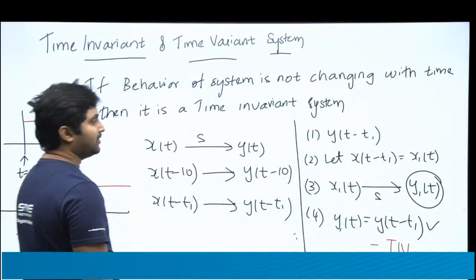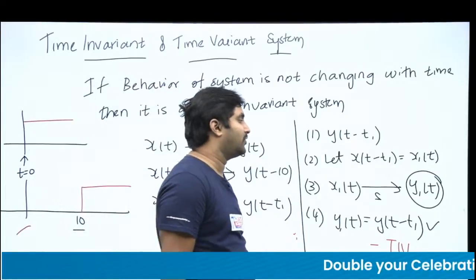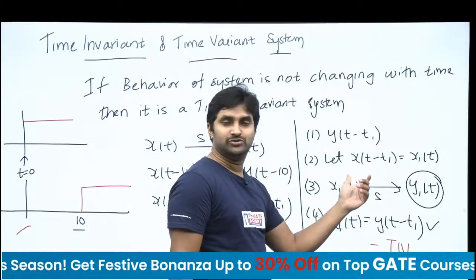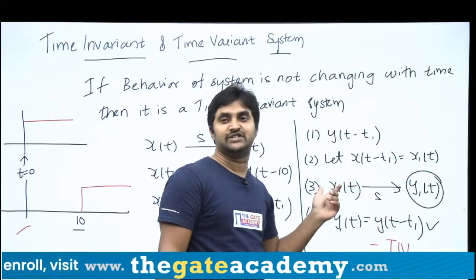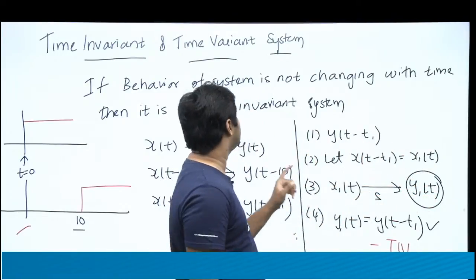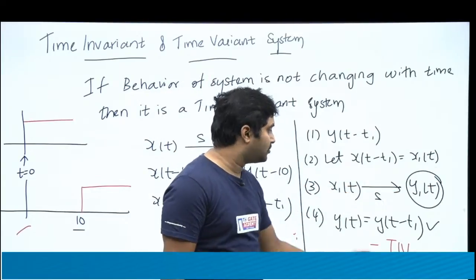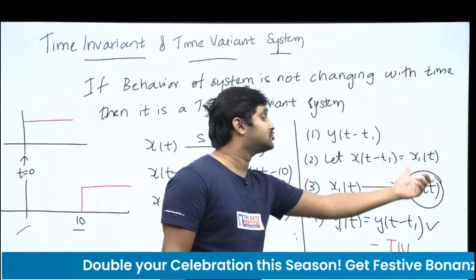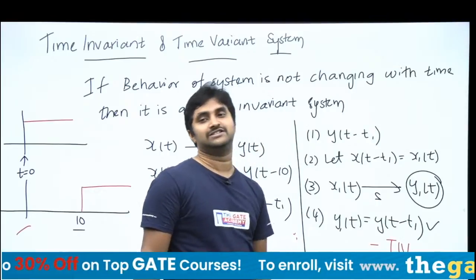First thing what we are doing, we are finding out what is y of t minus t1. Second thing, we are just trying to do some makeup to this x of t minus t1, as x1 of t. Now if I give input as x1 of t, the output I am getting is y1 of t, passing through the same system. X of t gives y of t. X1 of t leads to y1 of t. Now I will check: this is x of t minus t1, so it has to be y of t minus t1. If y1 of t is equal to y of t minus t1, I will call it a time invariant system.